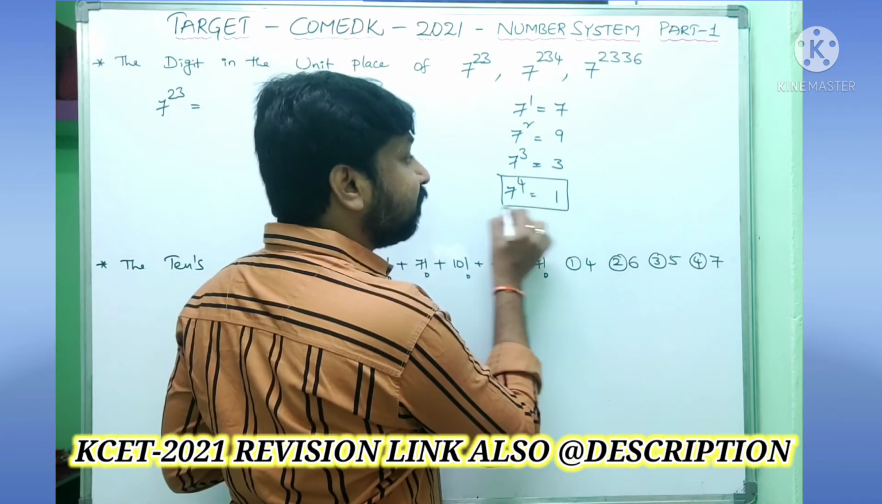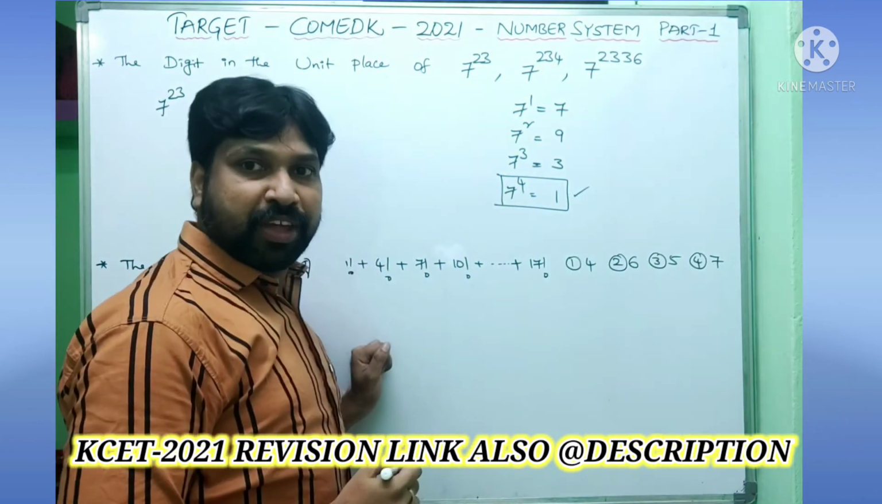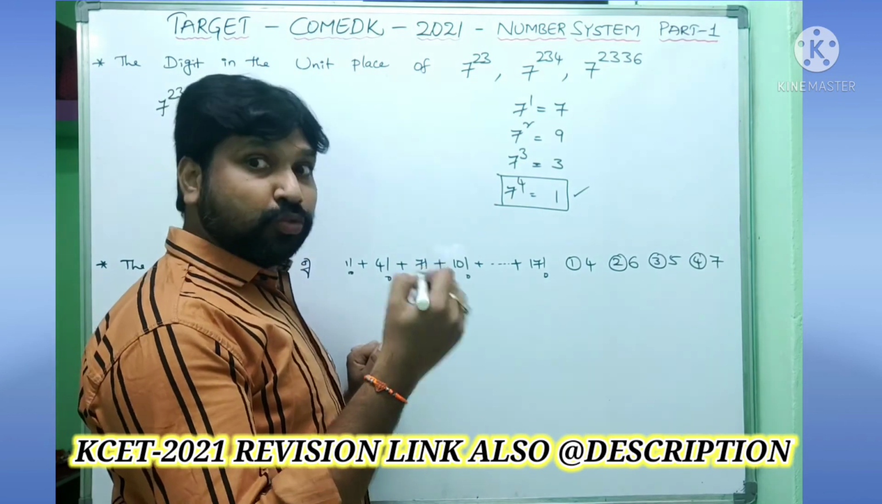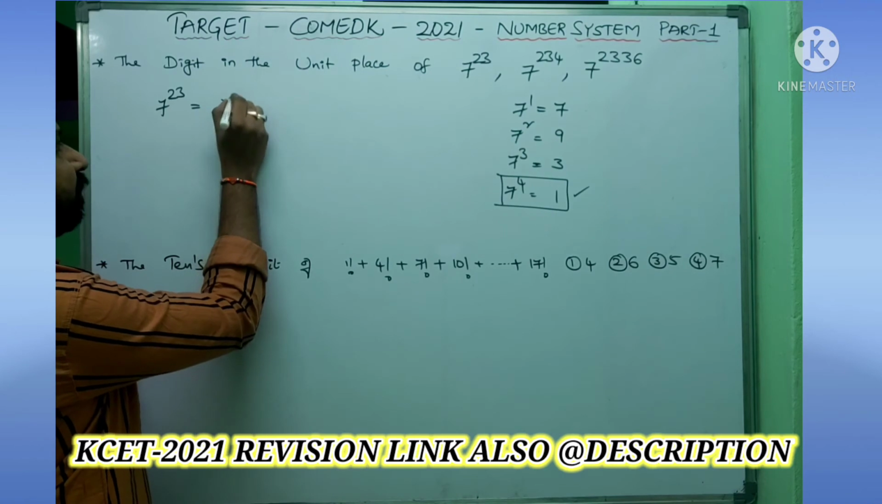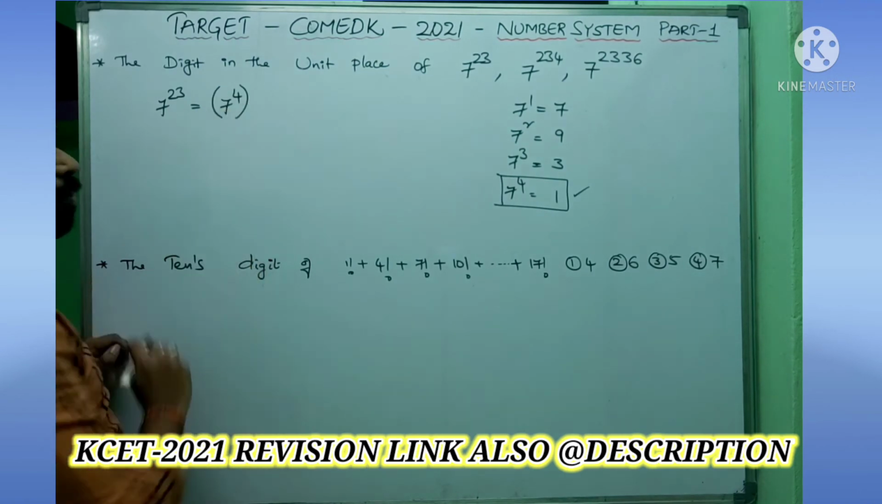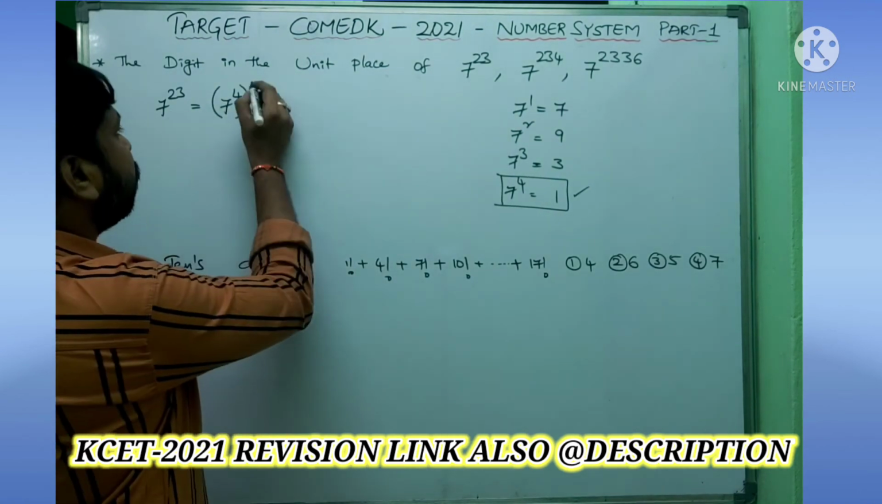Why? Because whenever you get 1, your calculation will become very easy. 7 power 4 units place is nothing but 1, friends. That's why this can be written as 7 to the power of 4 whole to the power of, I need to write, that is what you are going to write.